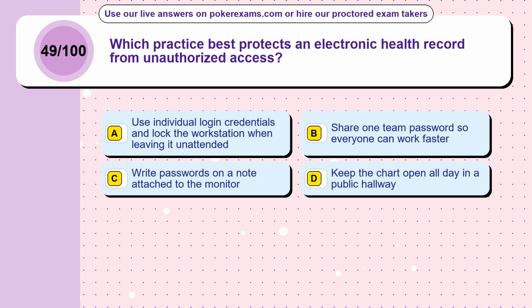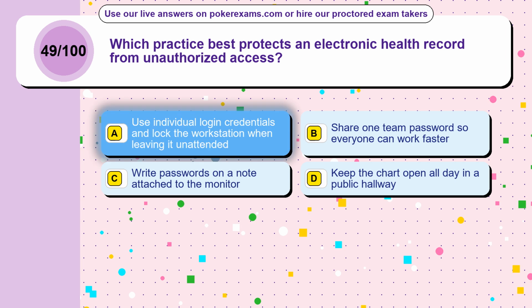Question 49. Which practice best protects an electronic health record from unauthorized access? Option A. Use individual login credentials and lock the workstation when leaving it unattended. Option B. Share one team password so everyone can work faster. Option C. Write passwords on a note attached to the monitor. Option D. Keep the chart open all day in a public hallway. The correct answer is option A.